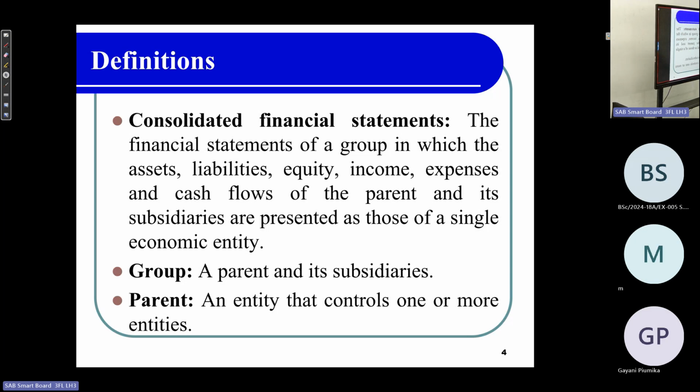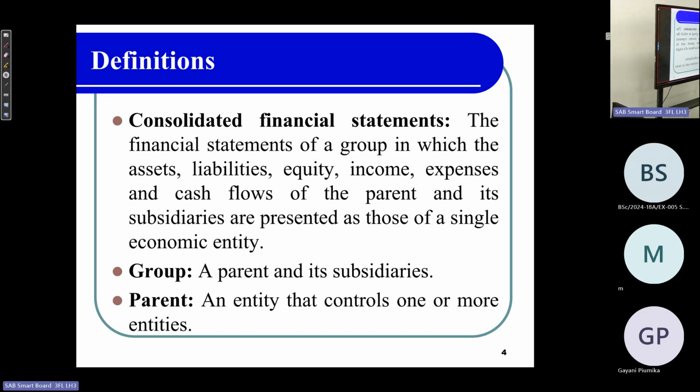Subsidiary: entity which is controlled by another entity. That's how the standard explains or defines it. Entity which is controlled, passive voice thing, which is controlled by another entity.